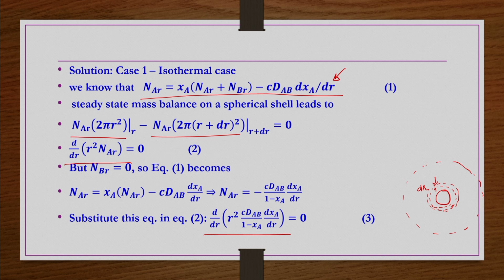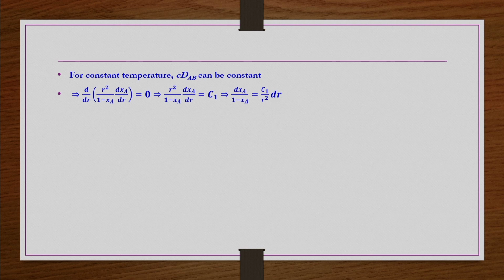Now, whatever changes occur in this equation come through DAB and C if non-isothermality is there. That we take as case 2, but first we are taking the isothermal case. Under isothermal conditions C and DAB both are constant. Then if you take them as constant, we have d by dr of R square by 1 minus XA dXA by dr is equals to 0. On integrating once, we get R square by 1 minus XA dXA by dr is equals to C1. So, dXA by 1 minus XA is equals to C1 by R square dr.